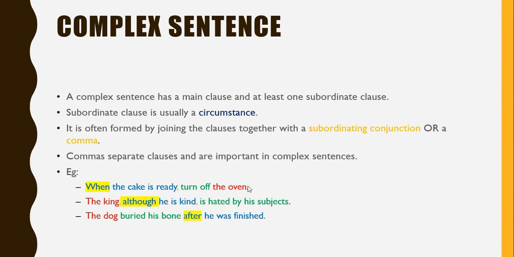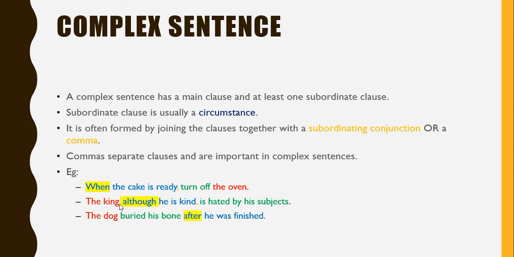So this sentence here is basically the complete turnaround of what we're talking about. Participant, process, circumstance. Doesn't matter which order, as long as it's there and punctuated correctly. The king, there's a comma there, although he is kind, comma, is hated by his subjects. So the king is the participant, although he is kind is the circumstance, so that is the dependent clause, is hated by his subjects. So the king is hated by his subjects is the main clause. It's split up.